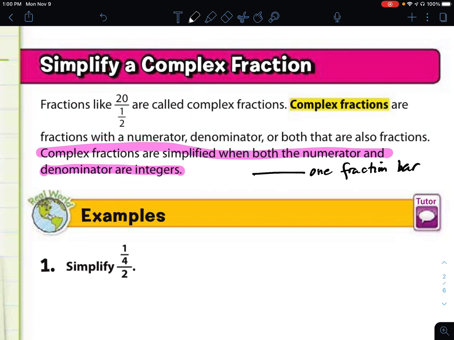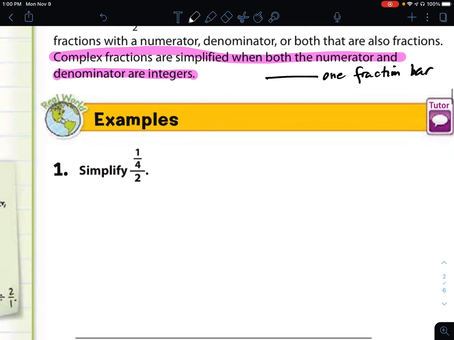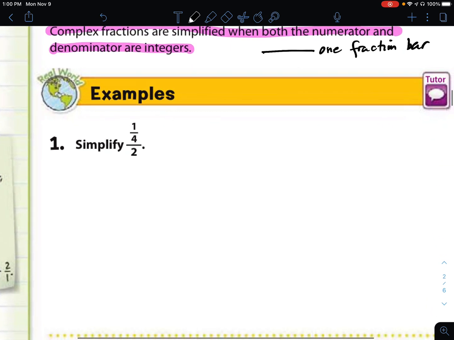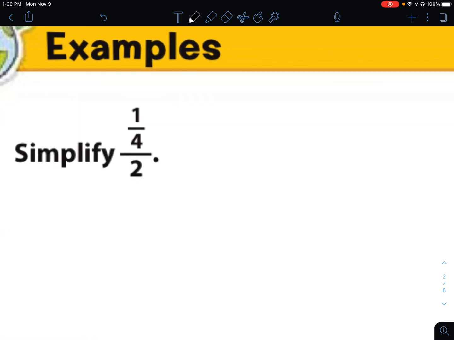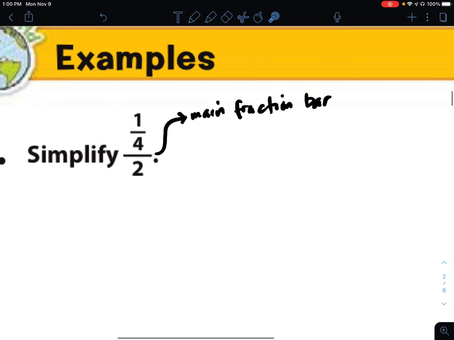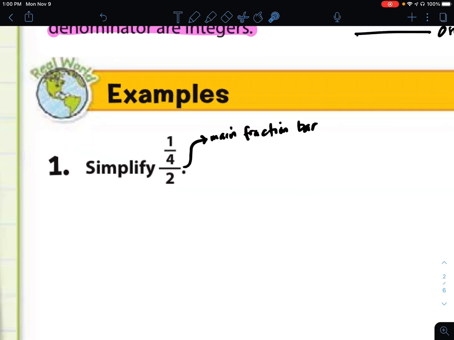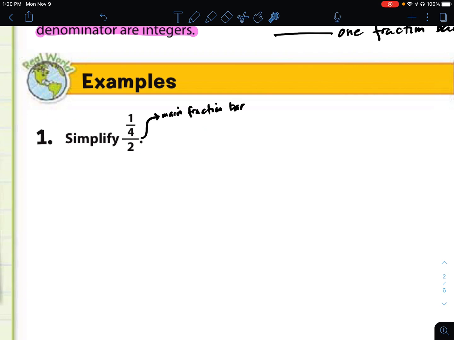Okay, so let's take a look at example one. So you have 1/4 over 2. Now you notice this problem right here. You have to identify your main fraction bar. The longest line is your main fraction bar. And you notice you have two fraction bars here. One is shorter, this one, and one is longer. The longer one is your main fraction bar. Okay, and let's see how this works.